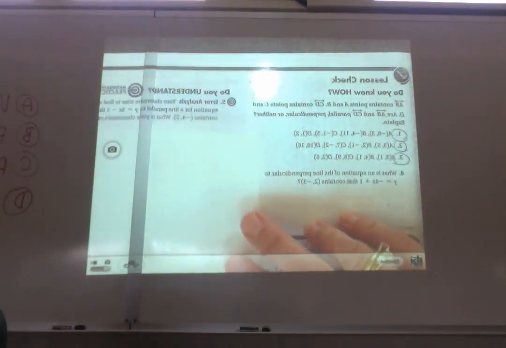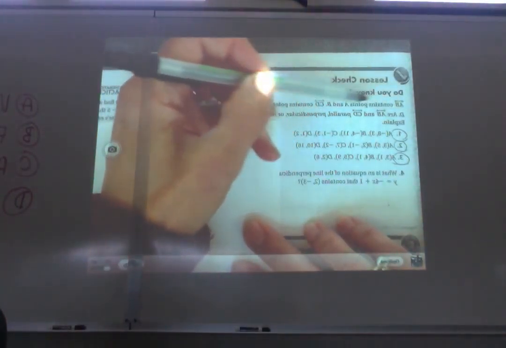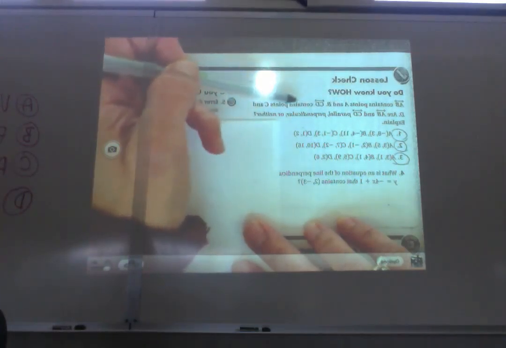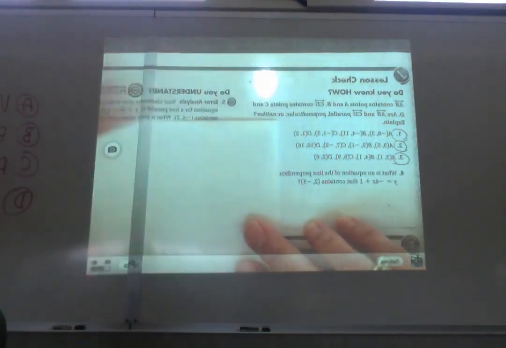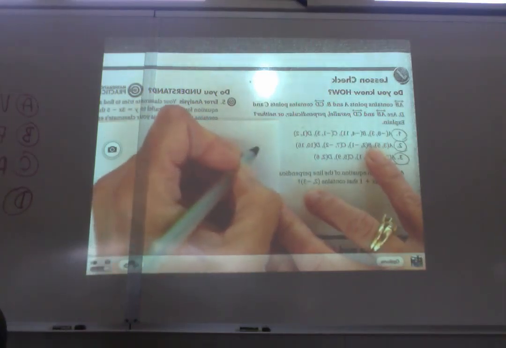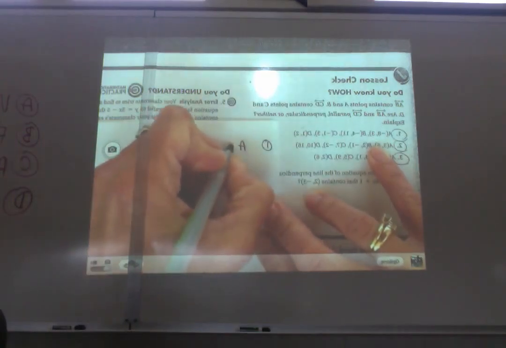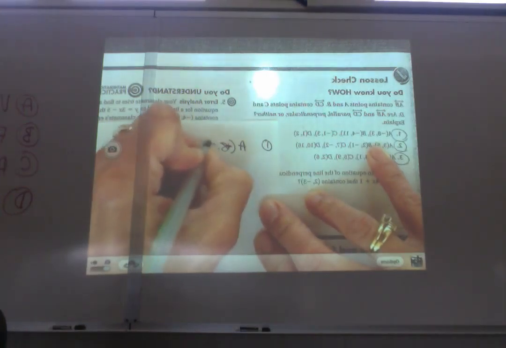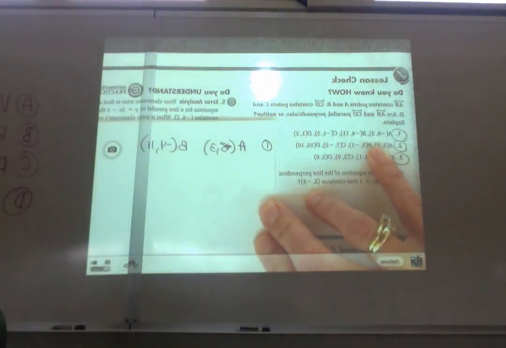The first thing is a set of points. Line AB contains points A and B. Line CD contains points C and D. Are AB and CD parallel, perpendicular, or neither? You're going to need more paper than what they give you to work the problem. So first thing I'm going to do for number 1 is look at A and B. For A and B, I need to find a slope.